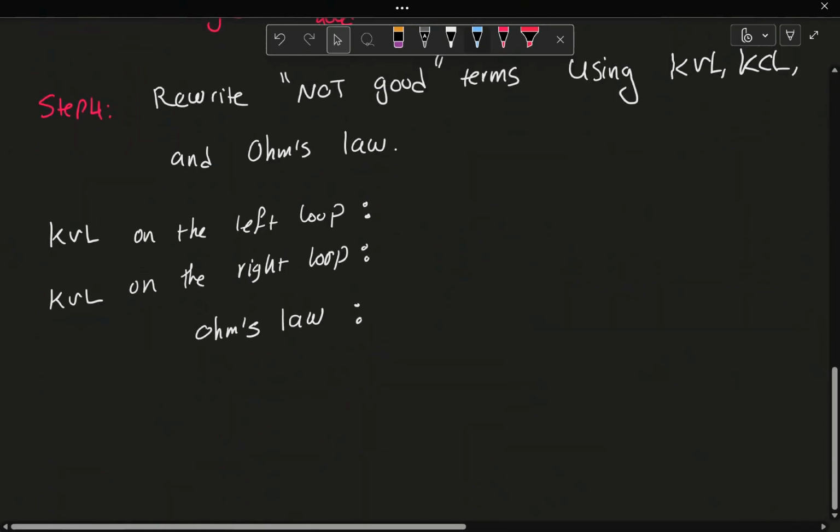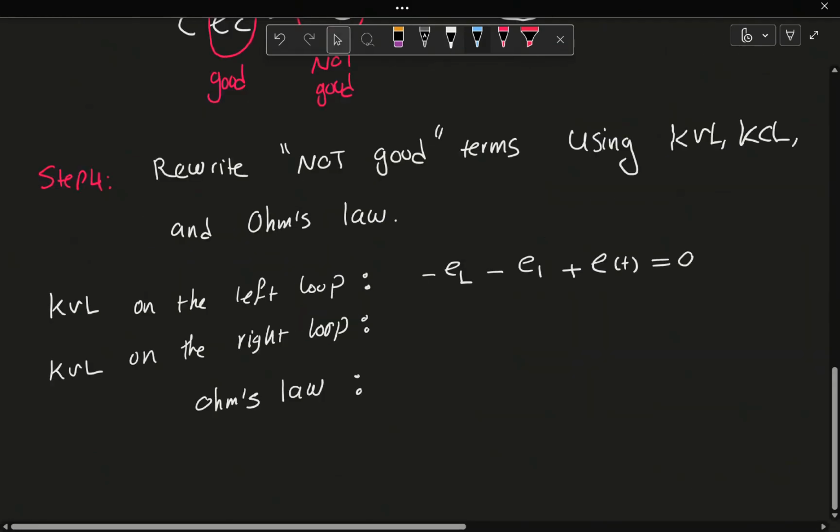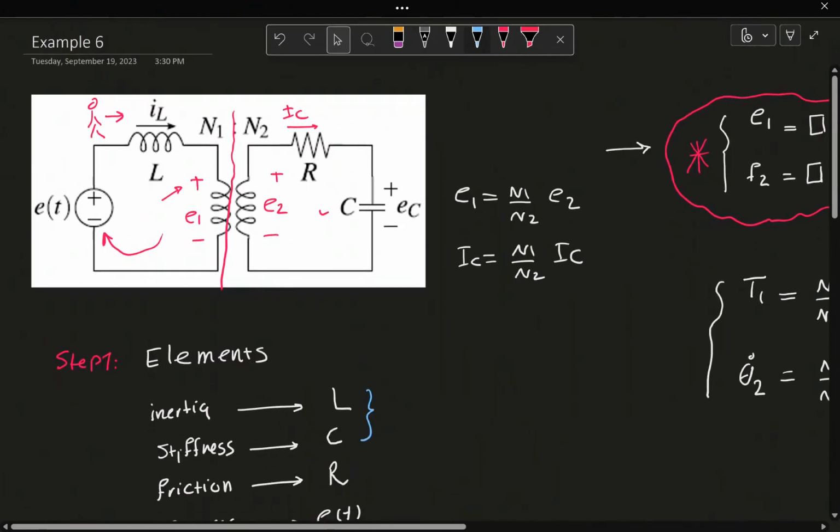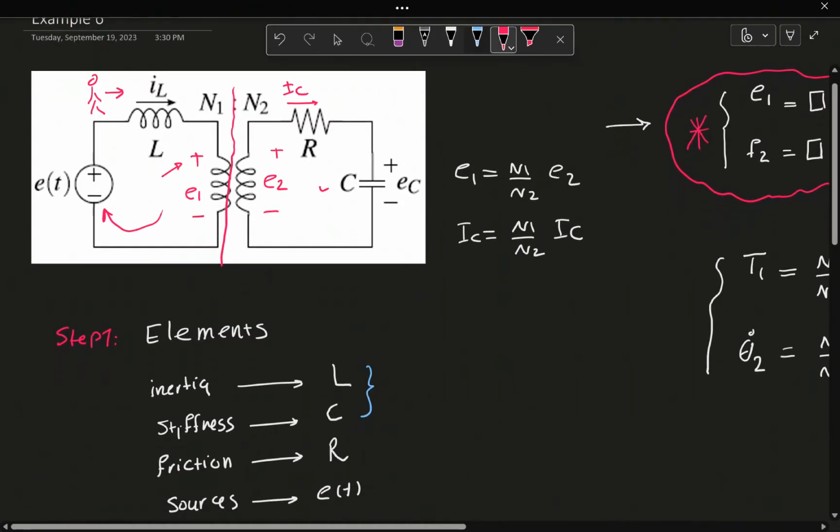So this is going to be negative EL, negative E1 plus E equal to 0. Again, moving in the same direction of the current through I1, then hitting the positive polarity here, the voltage drops for E1, hitting the negative polarity first here for E, the voltage rises. Okay, let's do a similar thing here.